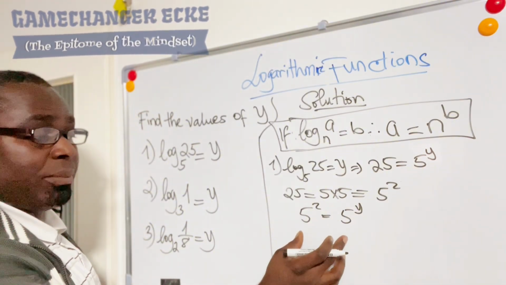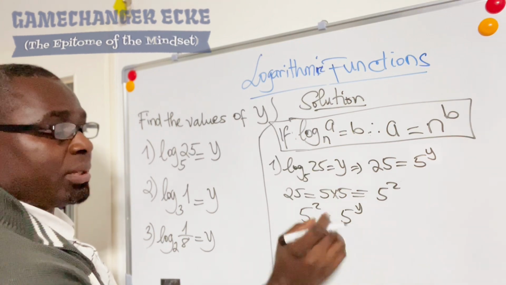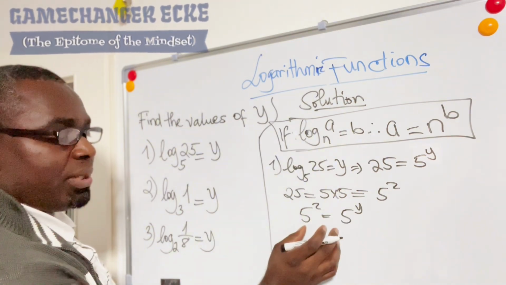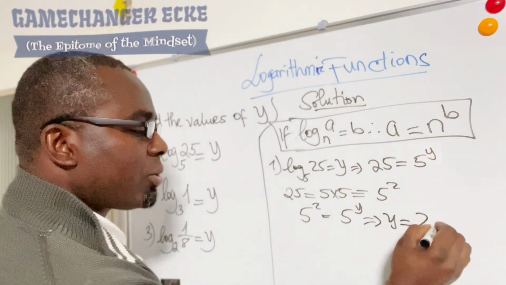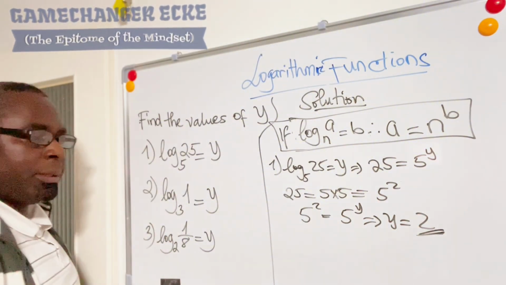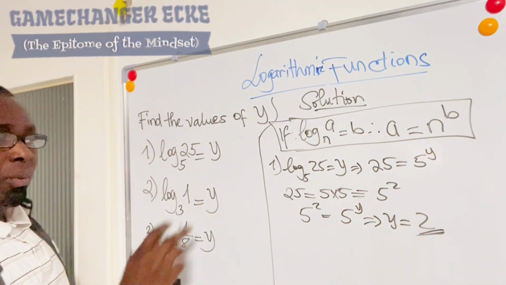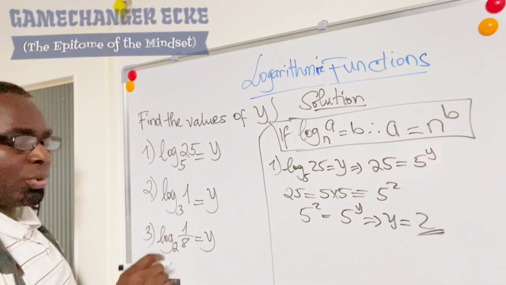Here we have common bases, so we equate the powers. This implies y is equal to 2. Our y here in number 1 is equal to 2.